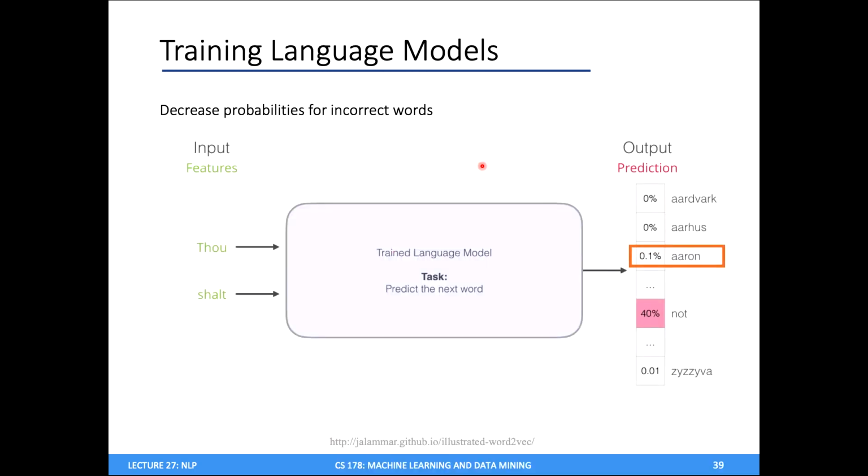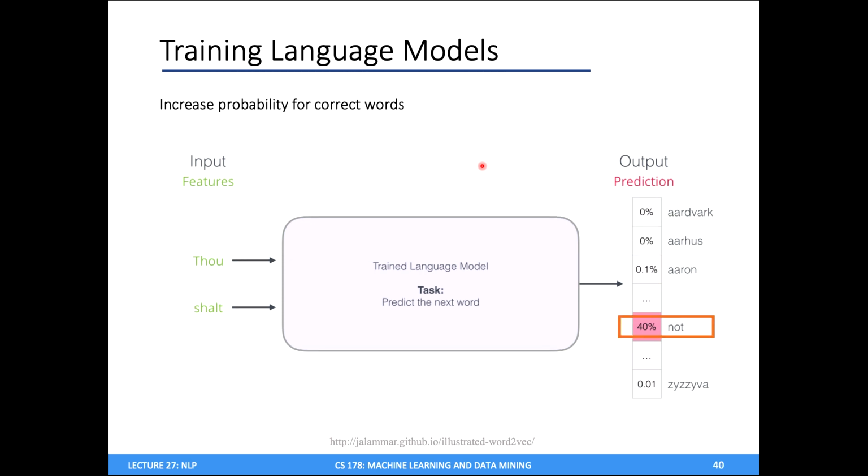Okay, looks like my slides got out of order a little bit. But what we're going to do is that when our model outputs a probability, we're going to decrease the probabilities for the incorrect words. We're going to increase the probabilities for the correct words. And then we can train this model using backprop and gradient descent, just like we saw for standard neural networks. Okay, that's all. That's a language model.